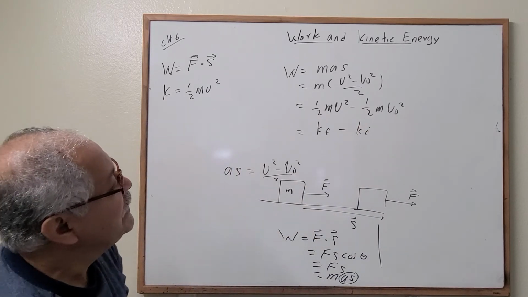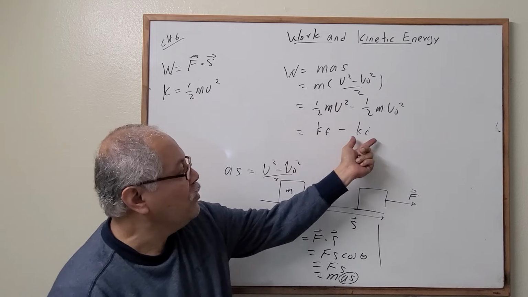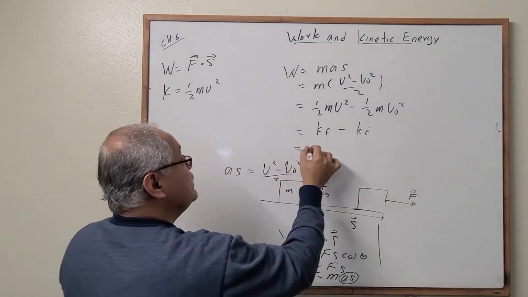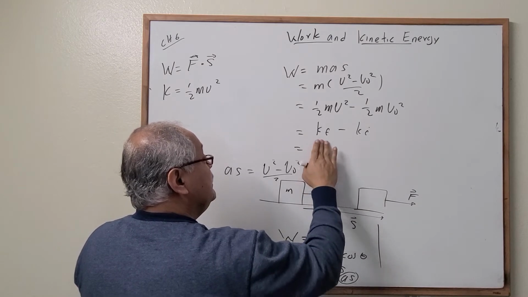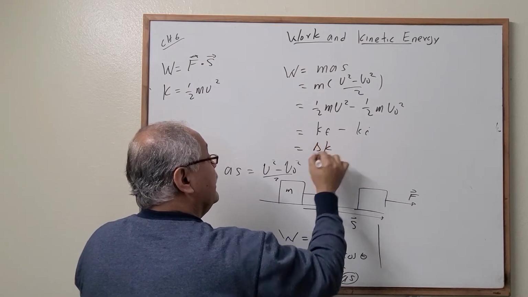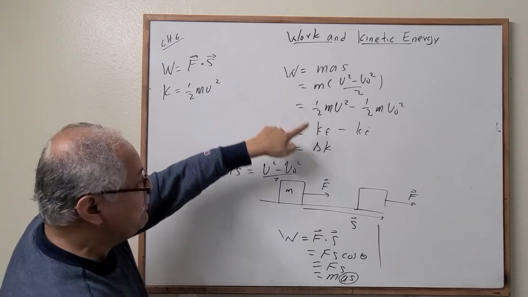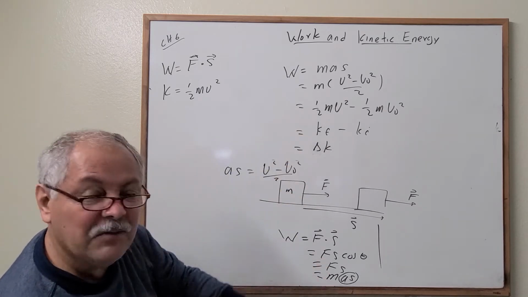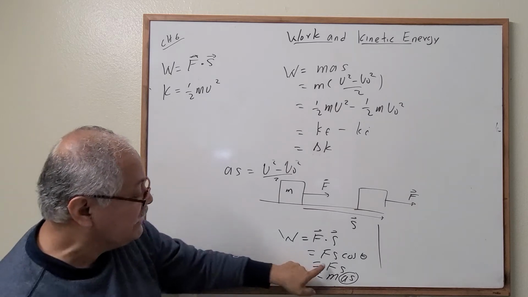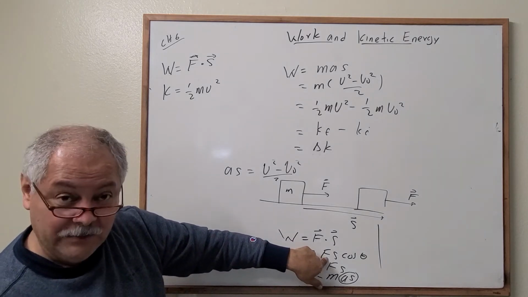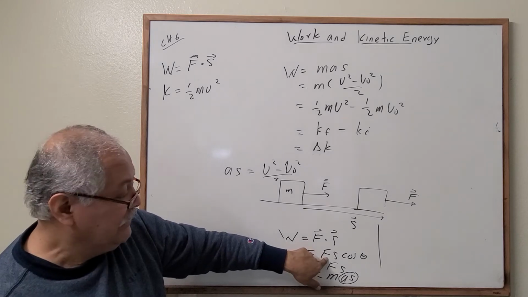Now what is this? The final quantity minus the initial quantity is just that change, right? So this is equal to the change in the kinetic energy. So work, actually this is the net work. Remember, because we're dealing with this force. When we're dealing with forces, like in this case, this force is the net force in general, right? This is the net force.